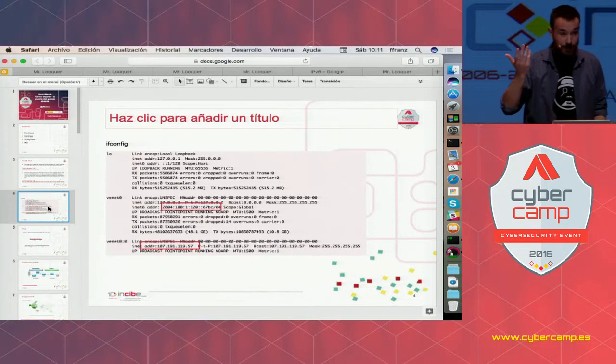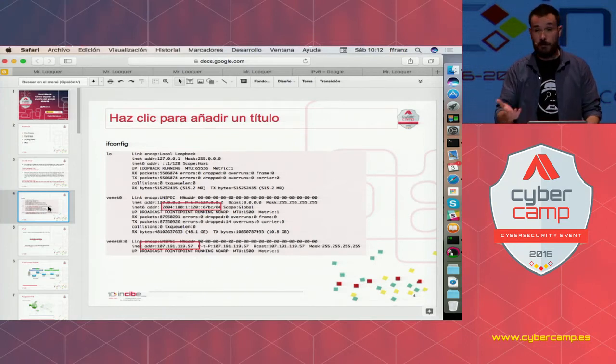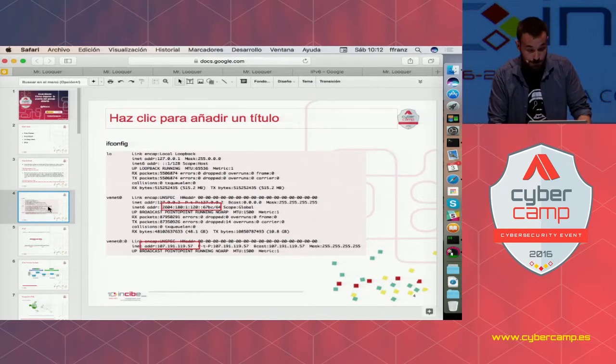So this is an ifconfig. I don't know whether you've seen it or not. This is a machine that I have connected to the internet, and there are 2 IPs. It has a dual stack. It has the protocols IPv4 and IPv6. You can consume the services of that server by using any of the 2 protocols.